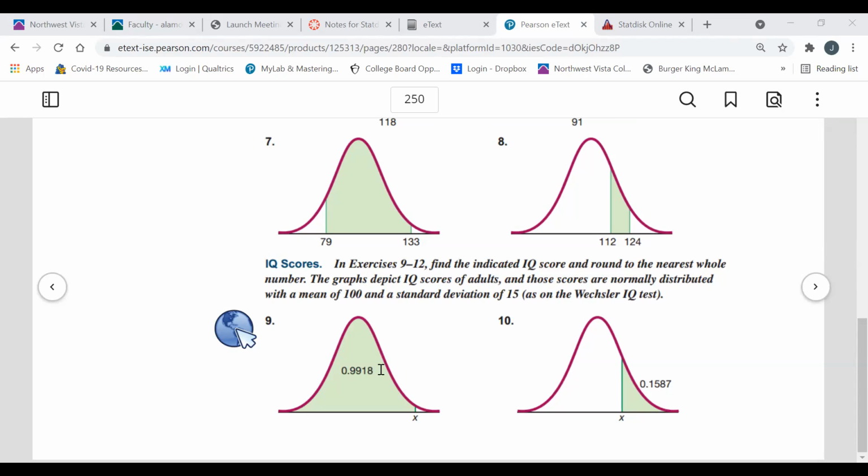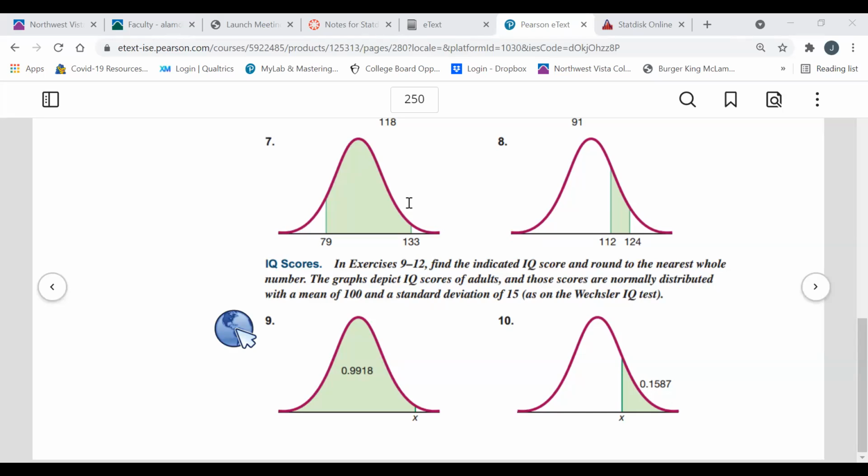All right, so number 9, you do have to draw the picture on these. So I'm going to draw the picture of it, so you can get an understanding of what's going on. And here's the X. And inside they have the shading, and inside the shading it's 99.18. I drew it as best as I could. And I forgot to write down my mean. Mean is 100. Standard deviation is 15.